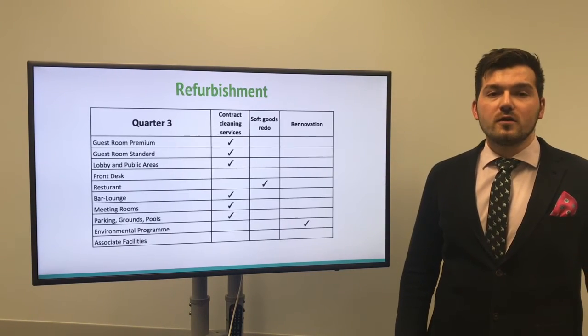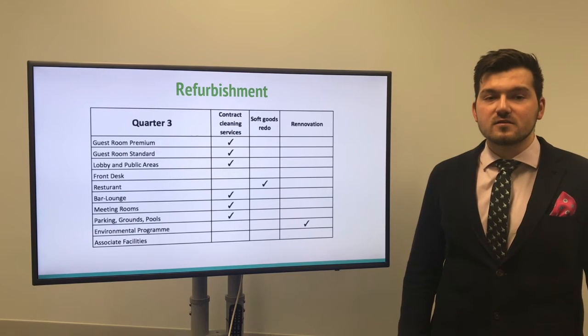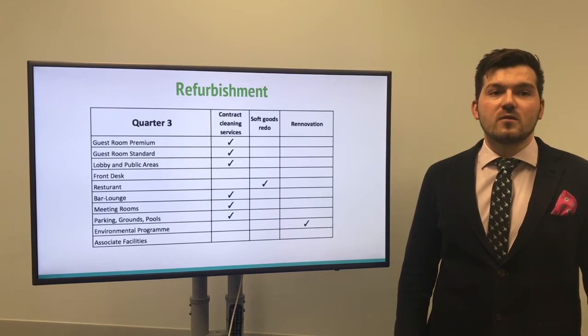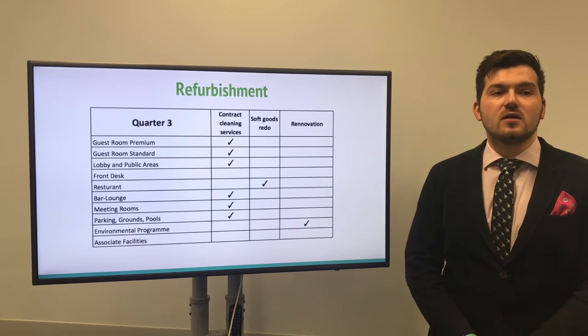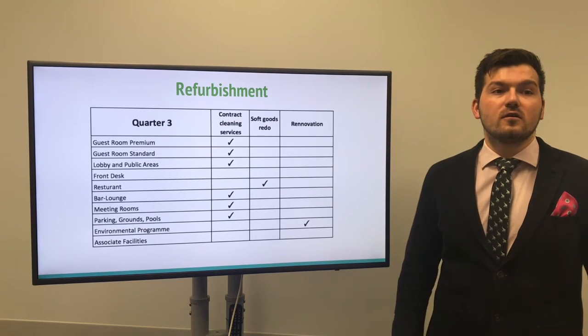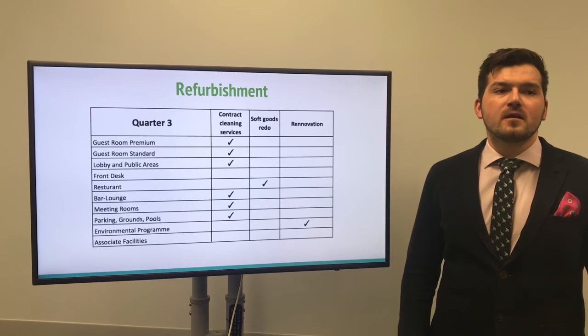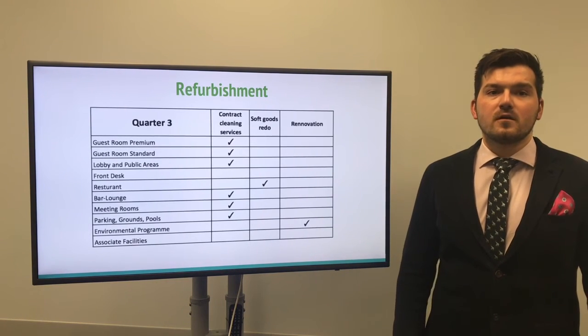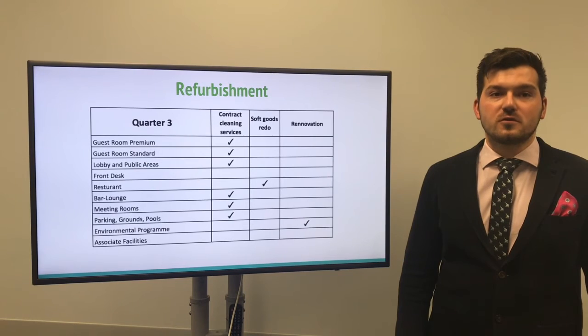For this third quarter, we decided to invest in cleaning services for guest room premium and guest room standard, as well as for lobby and public areas, bar lounge, meeting rooms and parking, grounds and pools, as they were in red on our reputation management report. This is because Q3 is a high season and we wanted to make sure our hotel was clean during this period. We invested in a soft goods redo of the restaurant.